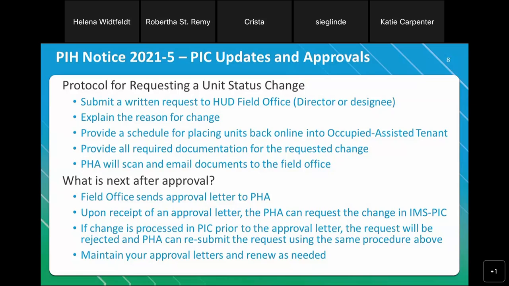The required documentation can vary. It can also include, in some cases, where you have to provide evidence that you have a PO or a contract, or that you have issued an RFP. And then, of course, being able to scan and email the documentation to the field office. When the documentation is all submitted, the field office will review and approve. That can take up to 30 days. And when you receive this particular letter, you will be invited to make the changes in PIC.